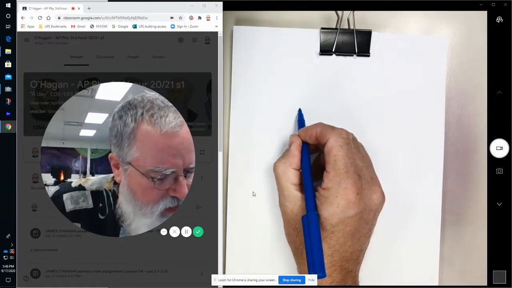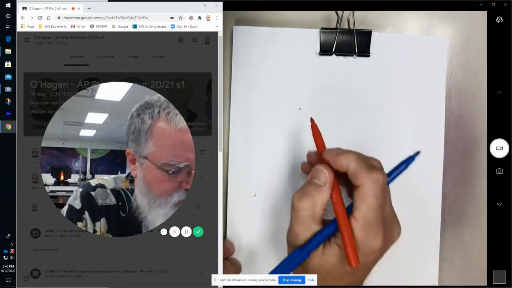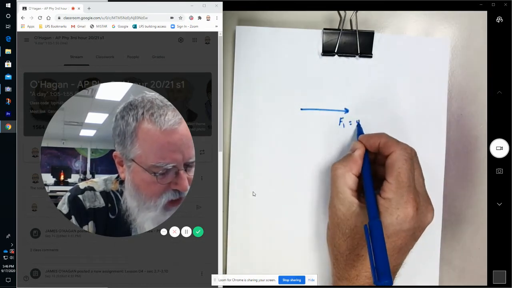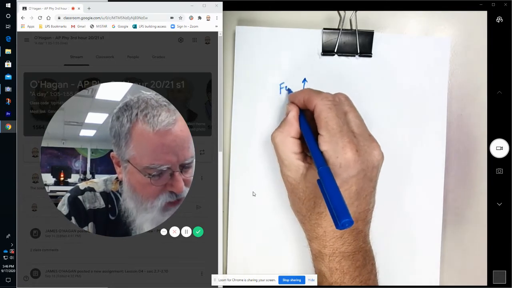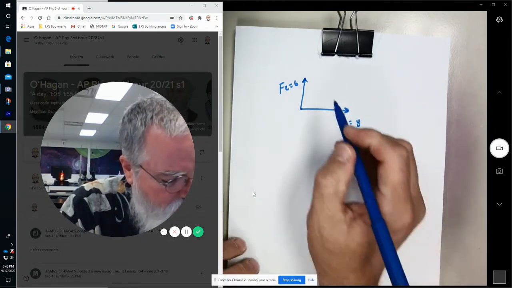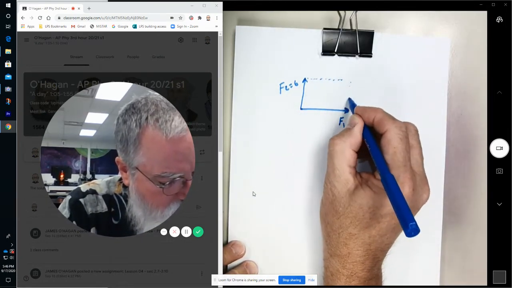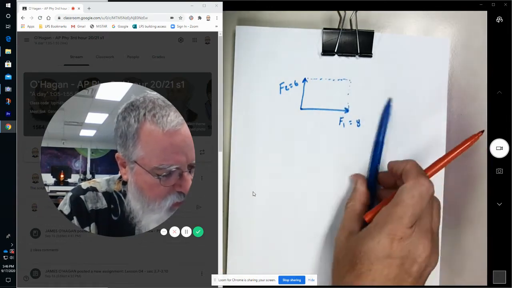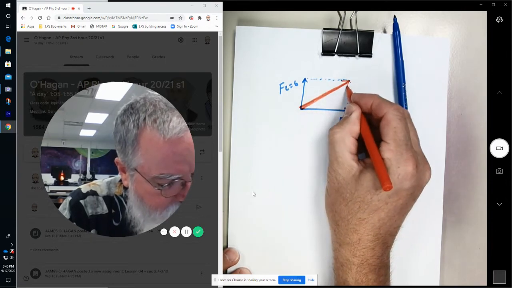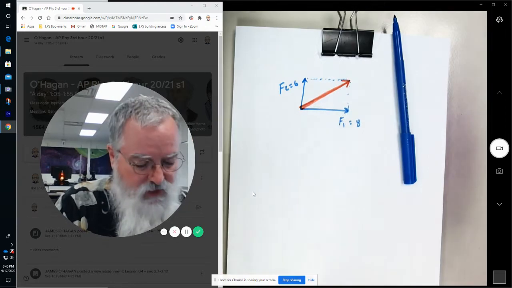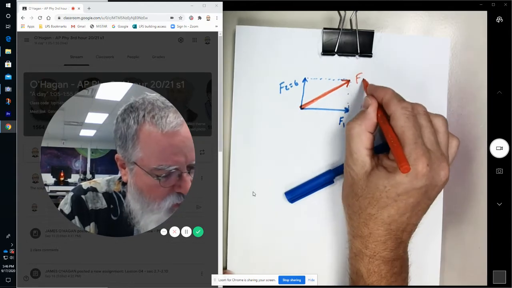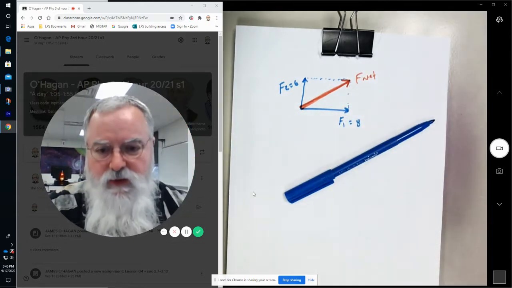So here we go. I'll even use the red like I was doing before. Nope, I'll start with green. I'll even say force 1 is 8, force 2 is 6, and I'm going to make a rectangle. I'm going to be looking for the net force, which is that one right there. This is what's called the vector addition of these two. All right, I'll label it even. Force net.